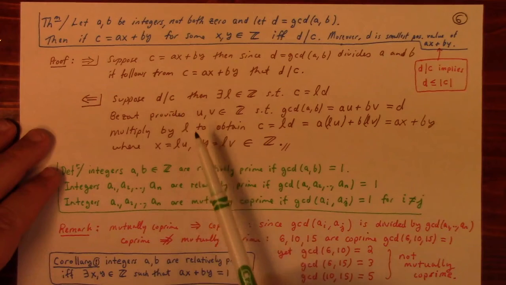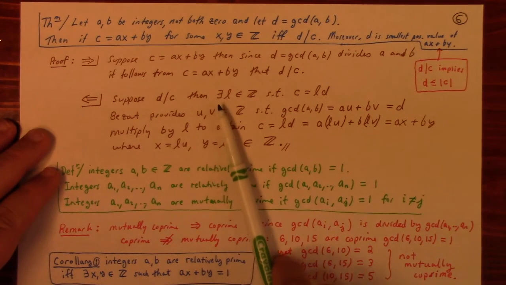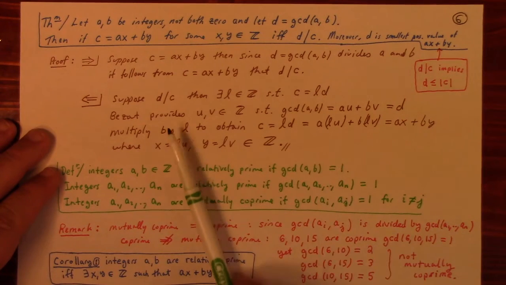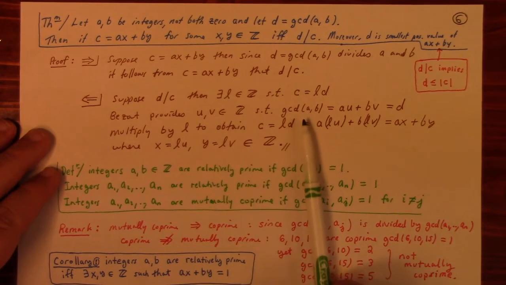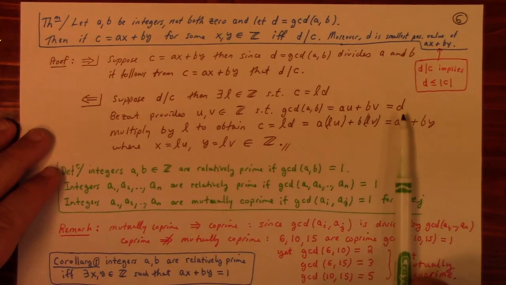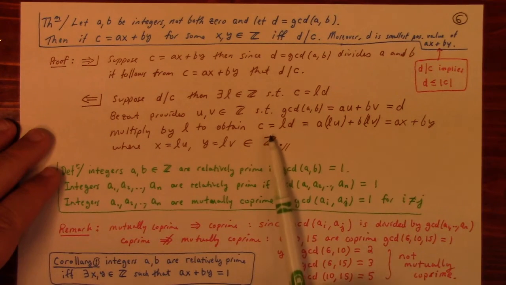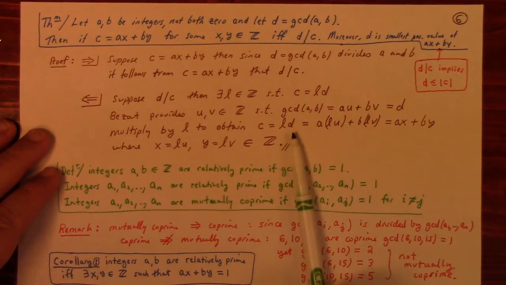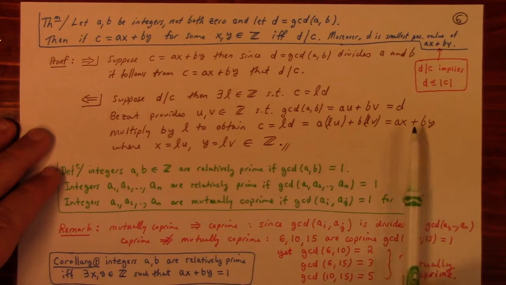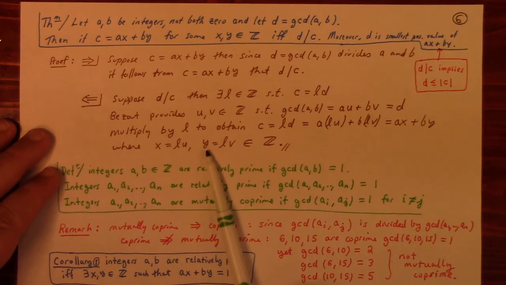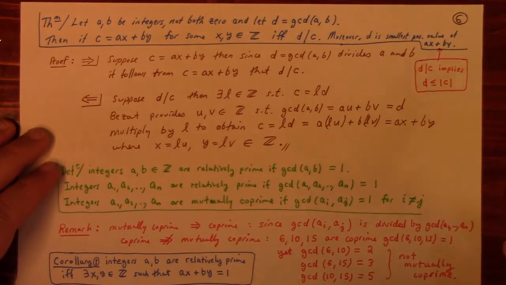The reverse, the converse direction here. Let's suppose d divides c. Then that means that c is a multiple of d, and Bezout provides coefficients u and v such that the GCD of a and b is au plus bv equals d. We just multiply that by l, and that gives us c. C is ld, which is also alu plus blv, which is ax plus by, where we take x equal to lu and y equal to lv, which are integers. Hey, that's exactly what we wanted to show, so proved.